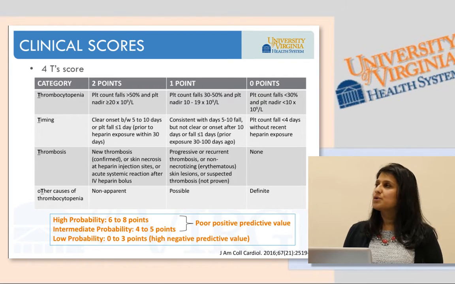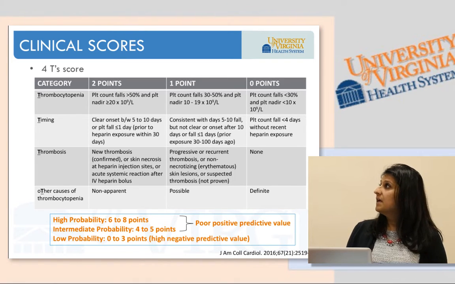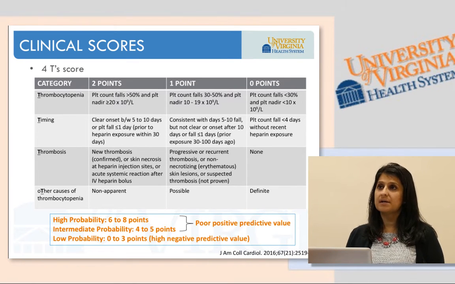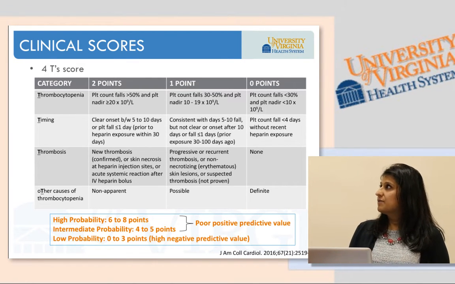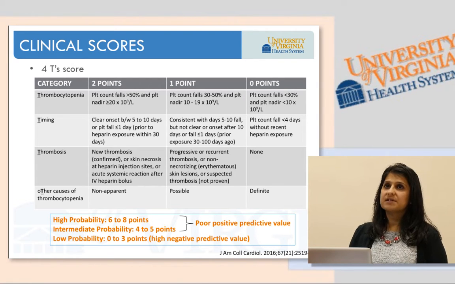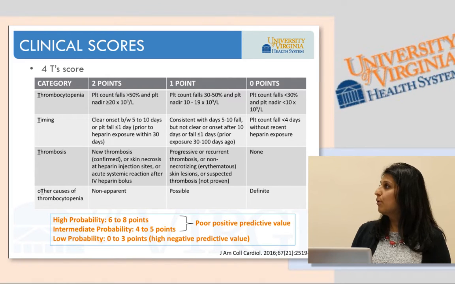So in order to do a clinical score, we have a 4T score that has been developed and studied extensively, in which we look at degree of thrombocytopenia, timing of thrombocytopenia, and whether thrombosis is present or not. One of the other things of the 4T score is other causes of thrombocytopenia. This is where we have a huge opportunity to play a role.